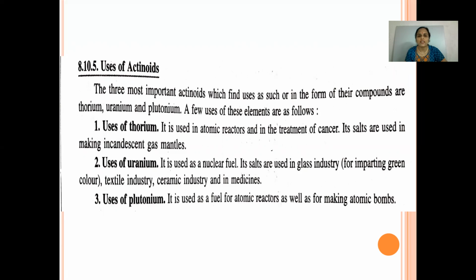Uses of uranium: it is used as a nuclear fuel. Its salts are used in glass industry for imparting green color, textile industry, ceramic industry, and in medicines. Uses of plutonium: it is used as a fuel for atomic reactors as well as for making atomic bombs.